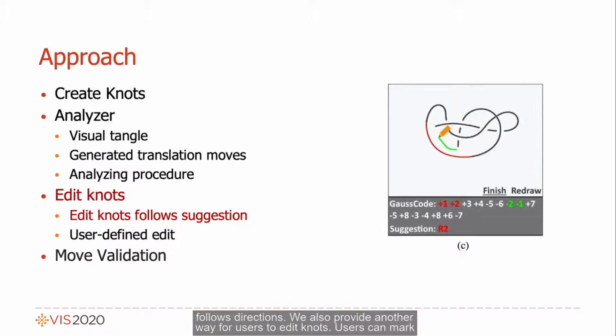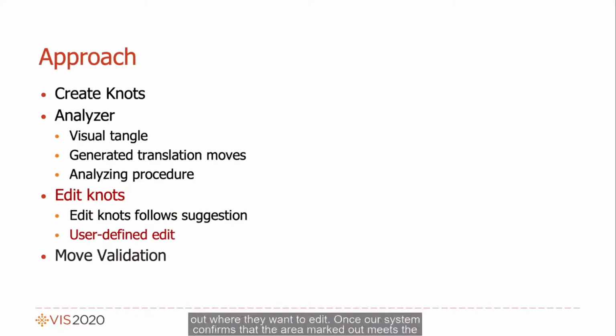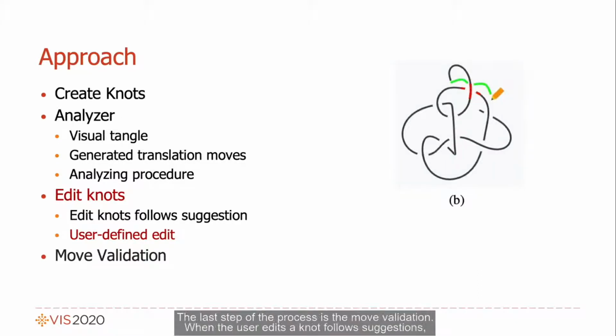We also provide another way for users to edit knots. Users can mark out where they want to edit. Once our system confirms that the area marked out meets the condition of a Reidemeister move, users can redraw that part. The last step of the process is the move validation.